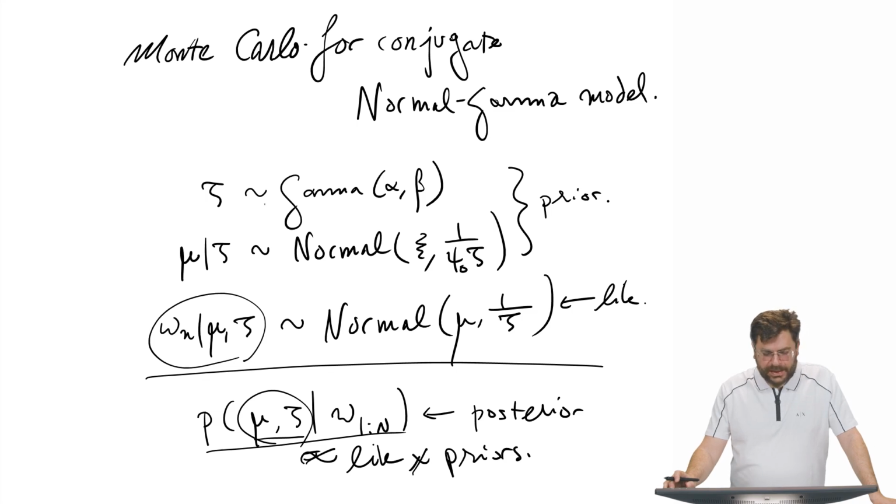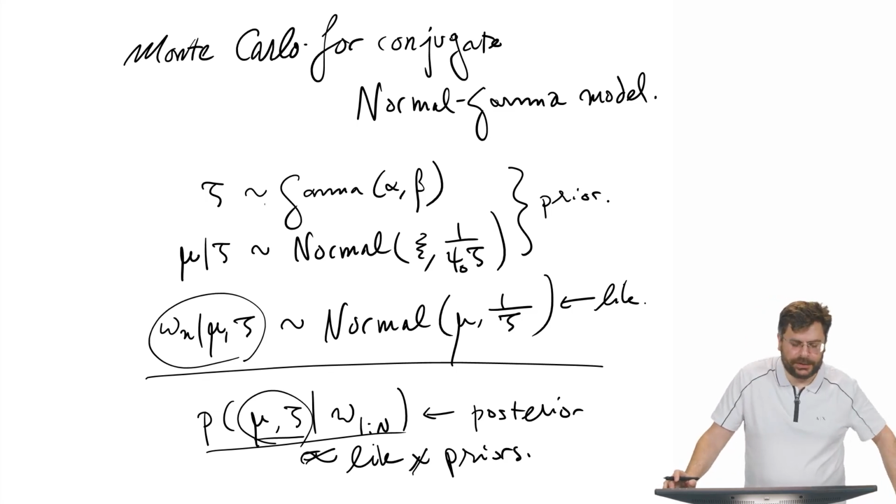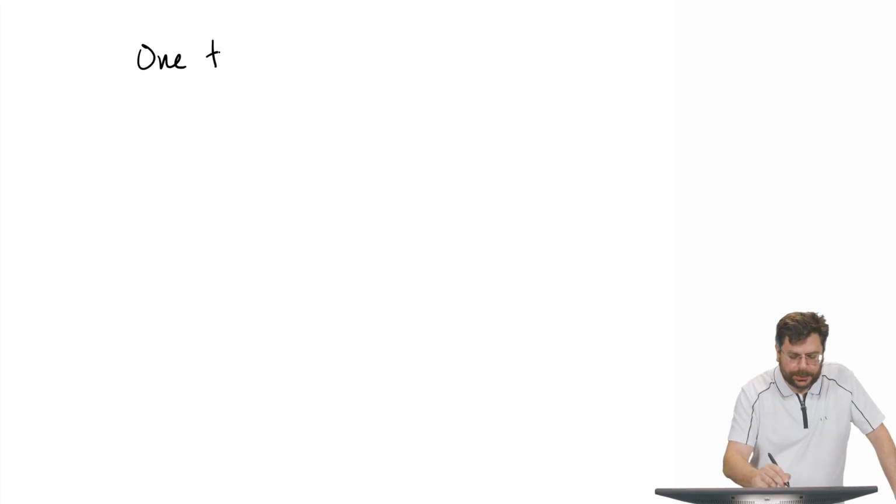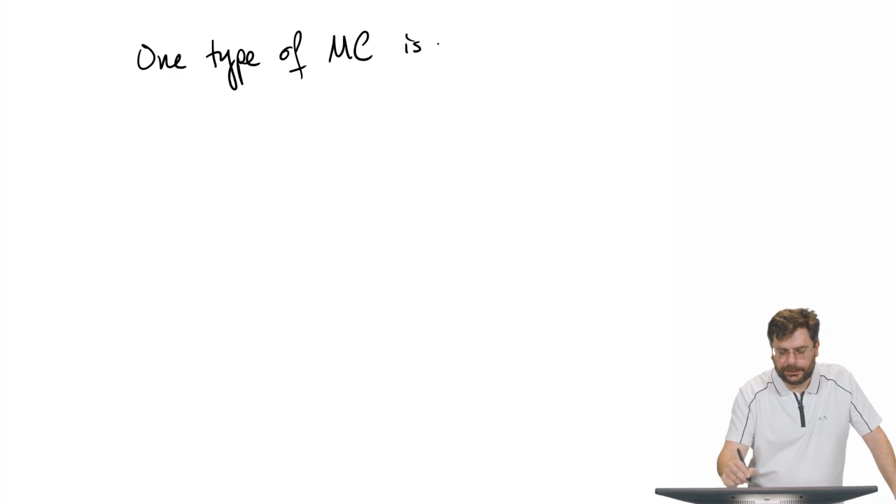But as an exercise, let's suppose that our goal is to do some kind of Monte Carlo. So one type of Monte Carlo is ancestral sampling.